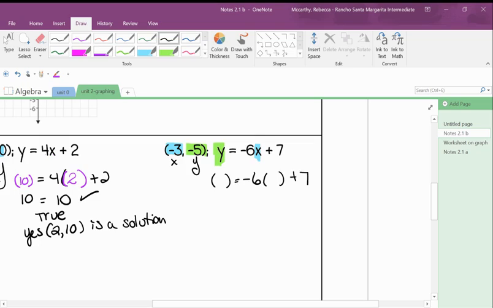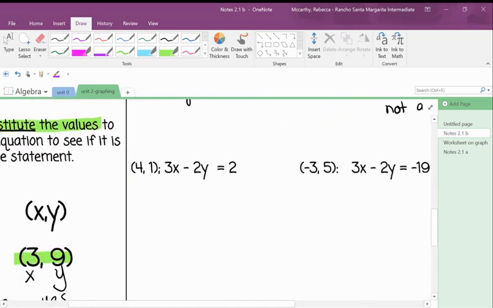I'm just going to replace each letter with its corresponding value. So y is green, -5, and my x number, which is blue, is -6 times my x number. Now using order of operations, -18, that gives me 18 plus 7, and I get 25, and the other side is already simplified, and I have -5, so it is false. This is not true, so it is not a solution. Okay, so now I'm just plugging my values in to see if it is a true statement.